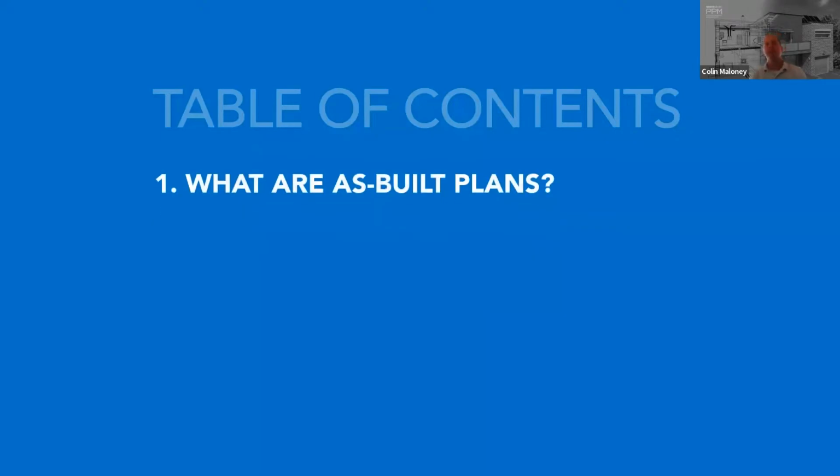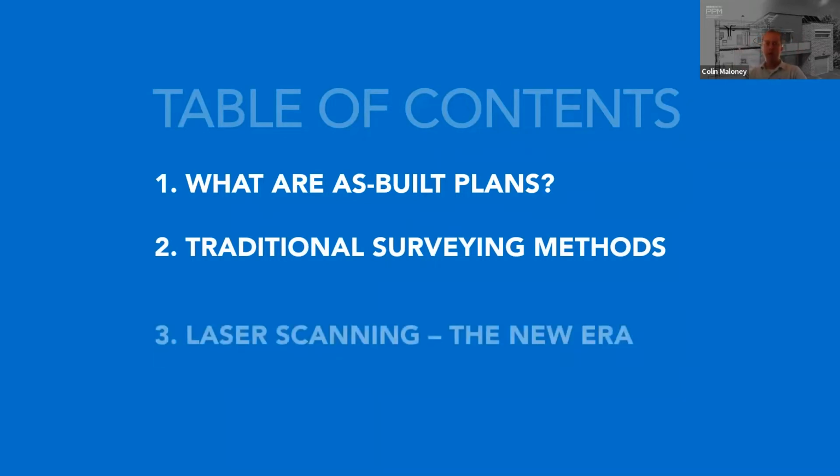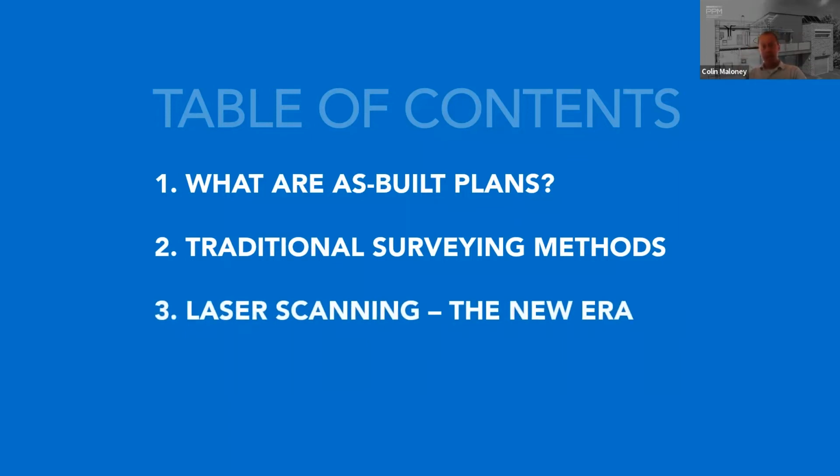All right, let's start off with a little table of contents and talk about what we're going to cover. What are as-built plans? We'll talk about common definitions, when as-builts are needed, gathering various degrees of information, and the details of the scope that may be needed. Traditional surveying methods: we'll discuss sketching, plan view measurements, and getting the Z-axis information. Laser scanning, the new era: we'll discuss terrestrial scanners versus mobile scanners, point clouds, and using point clouds. And then creating the actual as-built set, drafting.